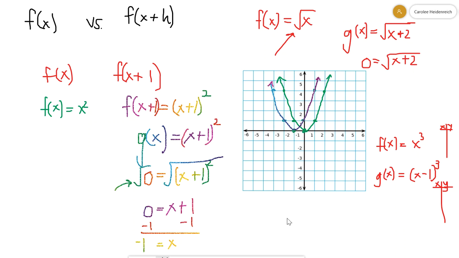All right, good luck with this. This is a great investigation type problem, and it can really explain a lot about graphing. Let me know if you have any questions about anything related to transformations.